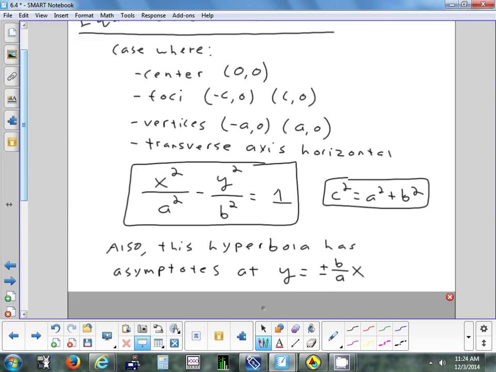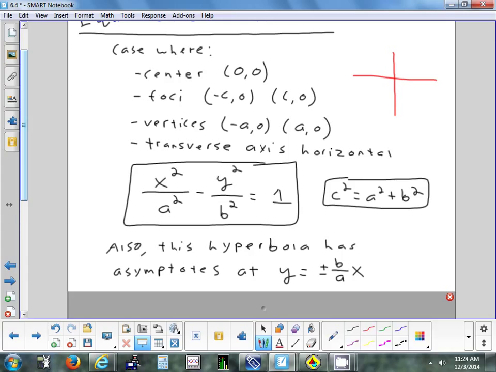And the last thing with a hyperbola, this is going to help us when we have to make a sketch. It has two asymptotes. Everybody know what an asymptote is? An asymptote is a line that something gets closer and closer to, but it never actually touches. When we sketch a hyperbola, it's going to have two asymptotes, and I'll show you when we do an example.